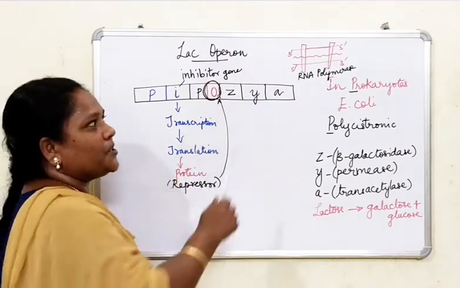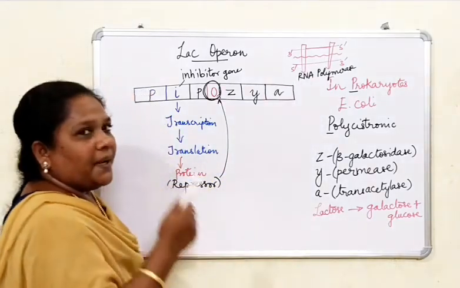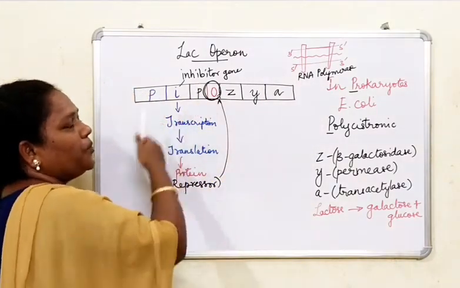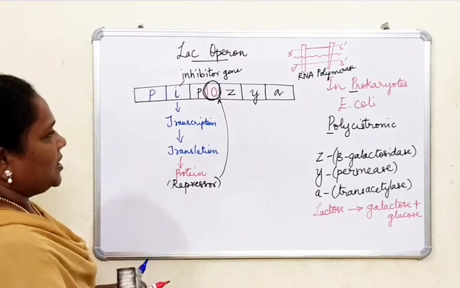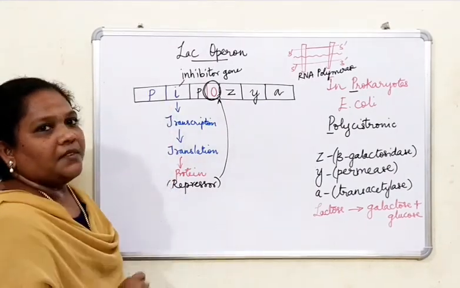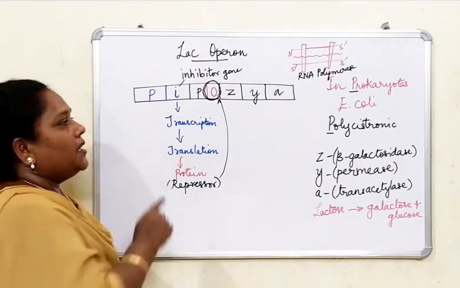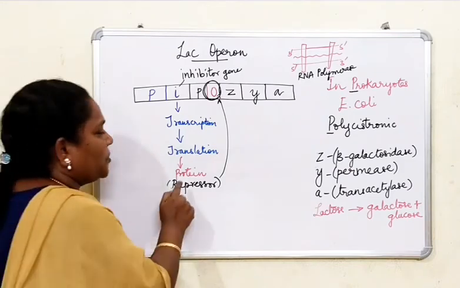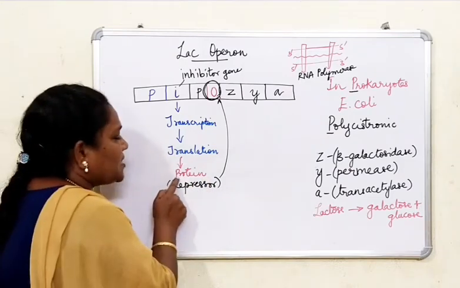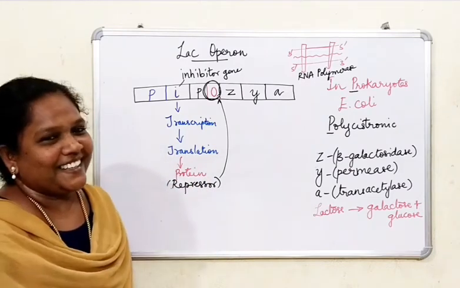In the transcription unit, we studied only one promoter. But here in the Lac Operon unit, we have 2 promoters. So what happens here? First concept: the I gene, if it has to produce a protein, has to be transcribed, then translation takes place and the protein is synthesized. This protein is called what? Repressor protein. Is it clear?